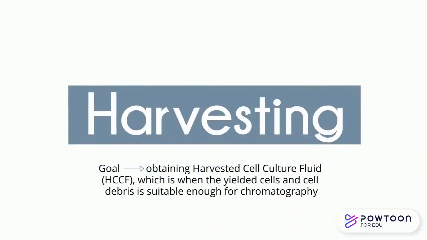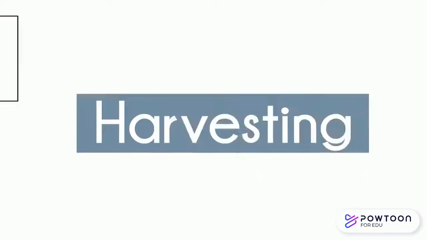The first step is harvesting. The main goal of harvesting is to obtain HCCF or harvested cell culture fluid, which is when the yielded cells or cell debris is suitable enough for chromatography.